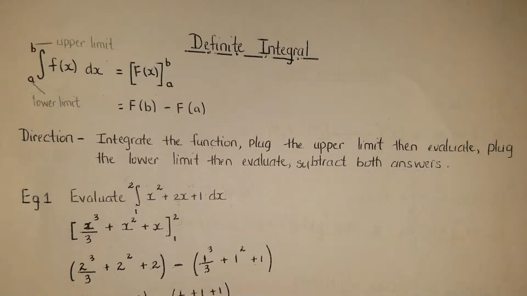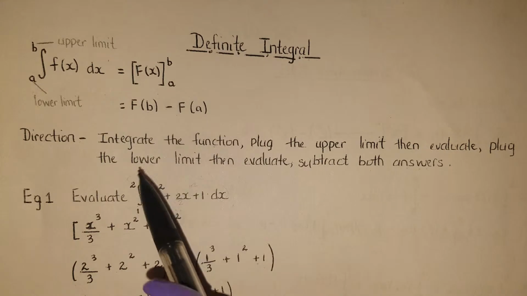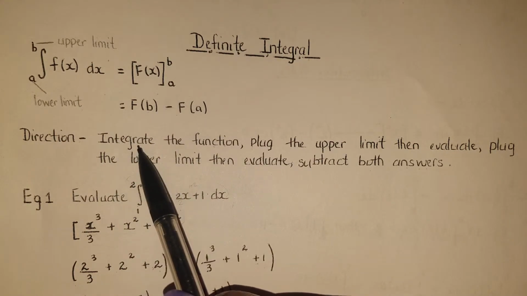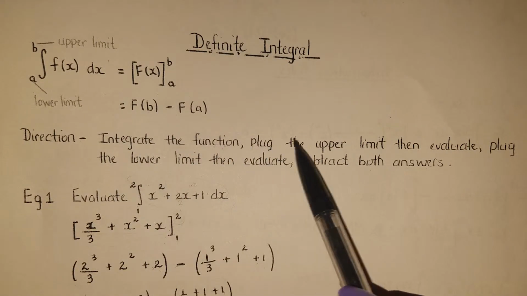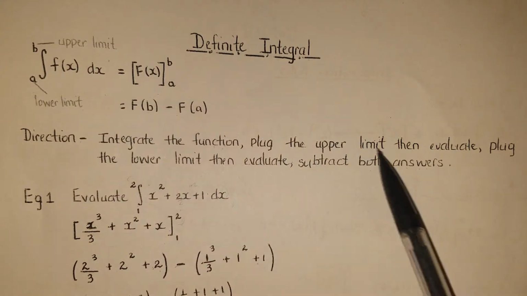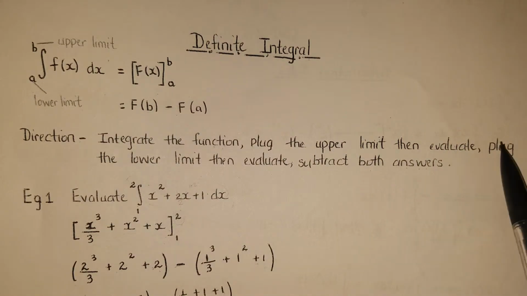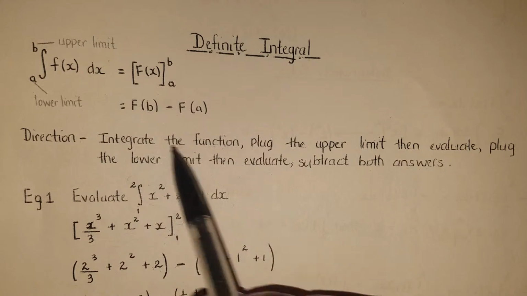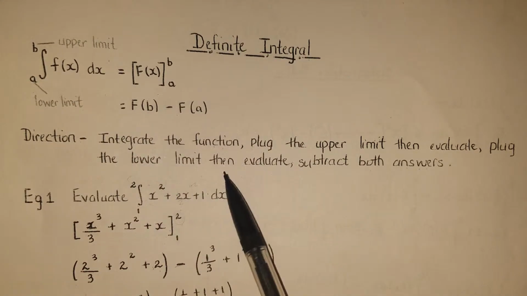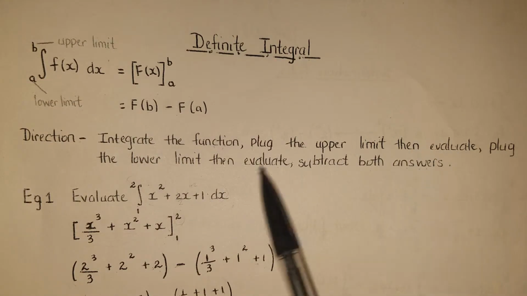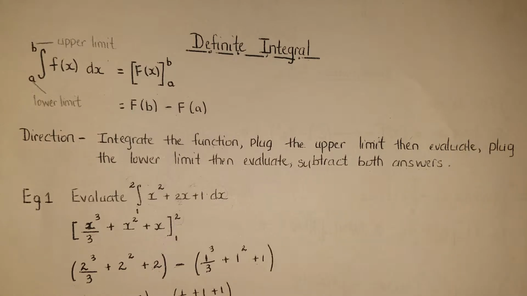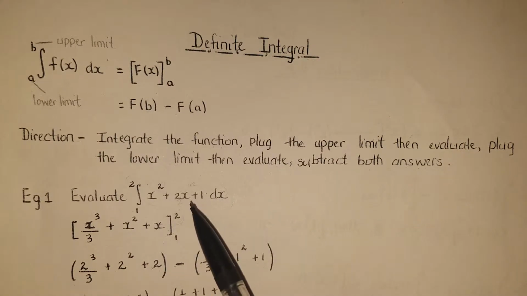First, you're going to plug the upper value into your answer, then minus the lower value into that same answer. Now, it sounds a bit confusing, but let's look at an example. Now, here I have directions. It says integrate the function, plug the upper limit, which is the top value, then evaluate. Next, plug the lower limit, which is the bottom value, then evaluate, and then you subtract both answers that you get.